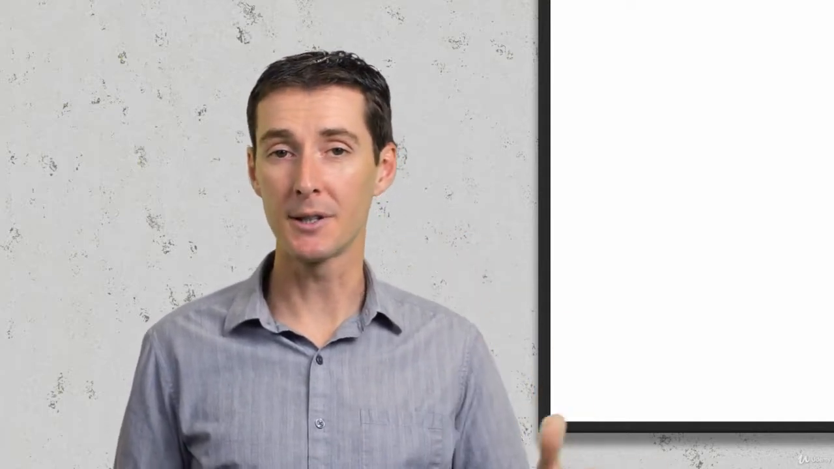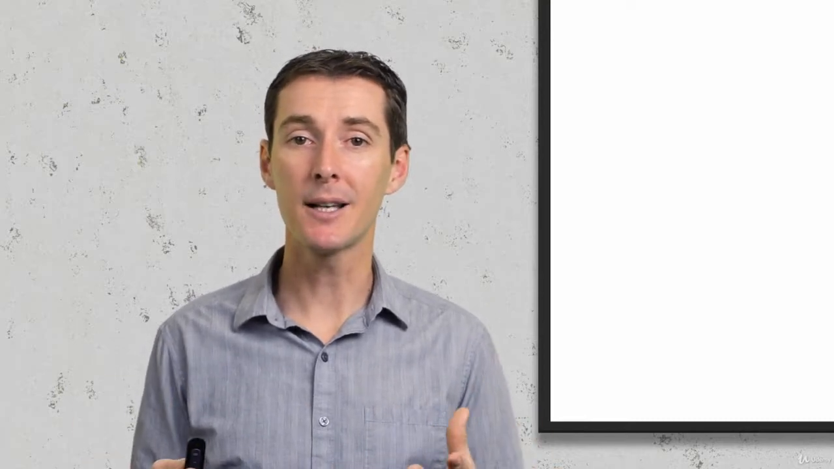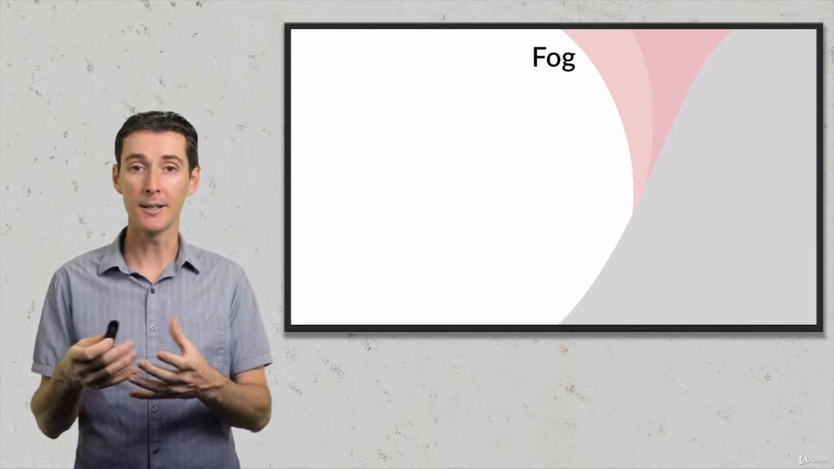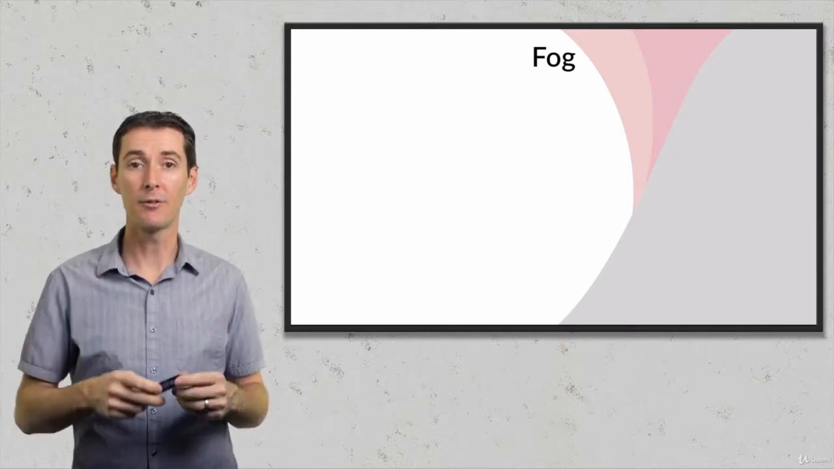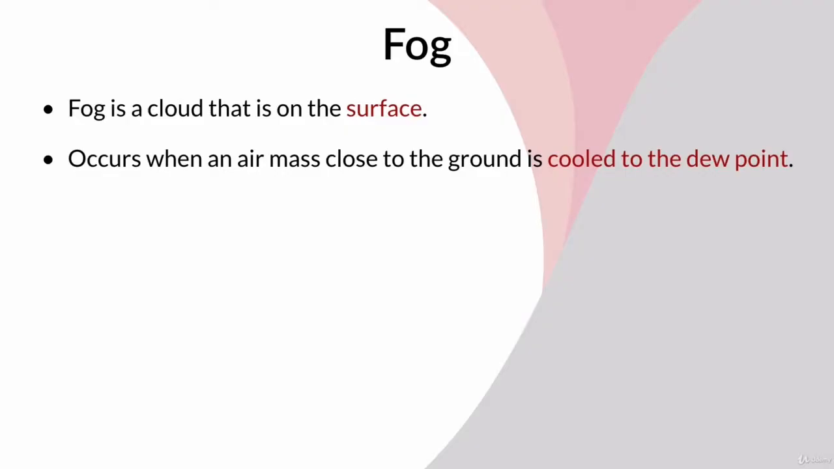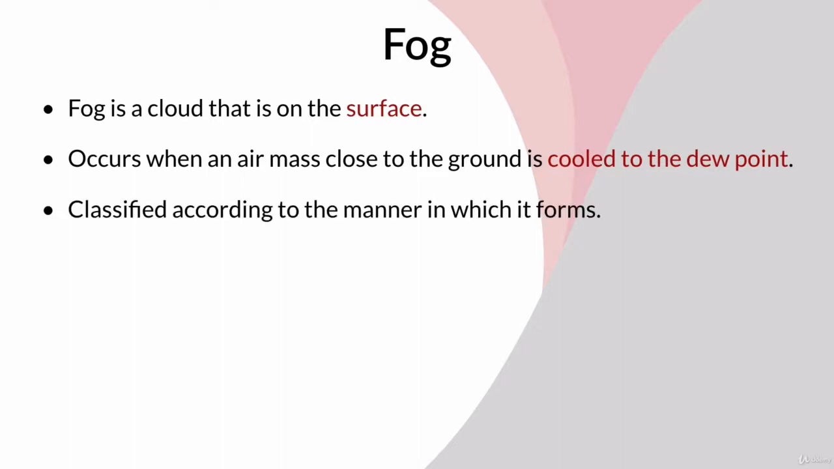But all 4 of the scenarios I just showed you are what's going to create fog. We have an air mass that needs to be cooled off to the dew point temperature, and when it is, and we have visible moisture, we have fog. So fog is nothing more than a cloud located on the surface. And that's going to happen when an air mass that's close to the ground is going to be cooled off to the dew point, by a different method, as we've just seen.